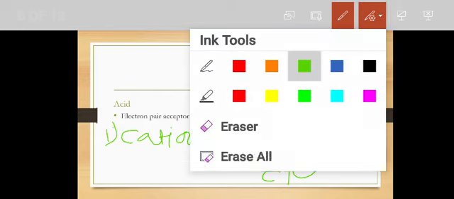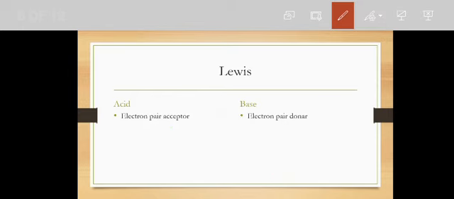Next, if we are talking about neutral molecules, NH3 has a lone pair. If a neutral species or molecule has a lone pair, it acts as a Lewis base. Lone pair is nothing but electrons. Water also acts as a base, because it has a lone pair. So a neutral molecule with a lone pair acts as a Lewis base.